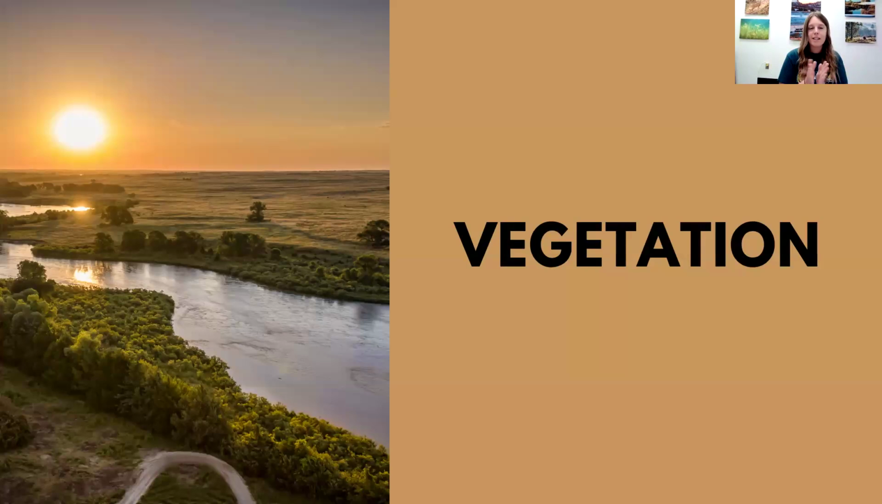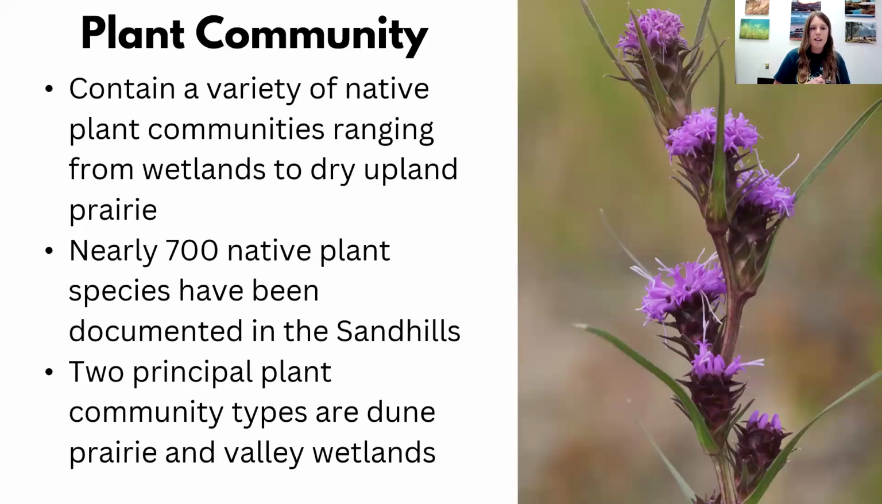So now we're going to start getting into the plants and the animals that live there. Let's start with the plants and the vegetation community. When we talk about the plant community, there are about 700 native plant species that have been documented in the Sandhills. A lot of those are at-risk species, at risk of becoming threatened or endangered in Nebraska. But really it has this large plant community.